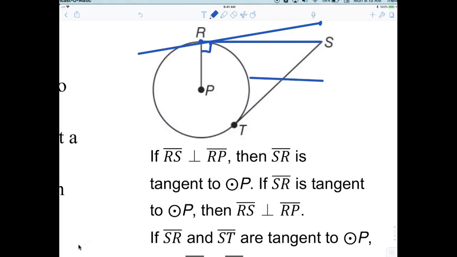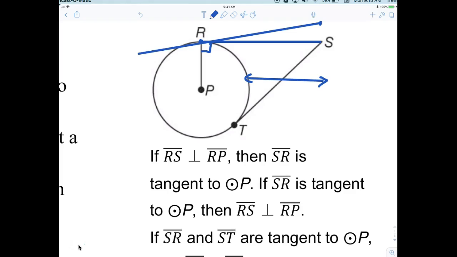Watch. That is not a tangent line just because it stops at the circle. You with me on that? Because it's a tangent line, which means it continues on. Very good question so far.